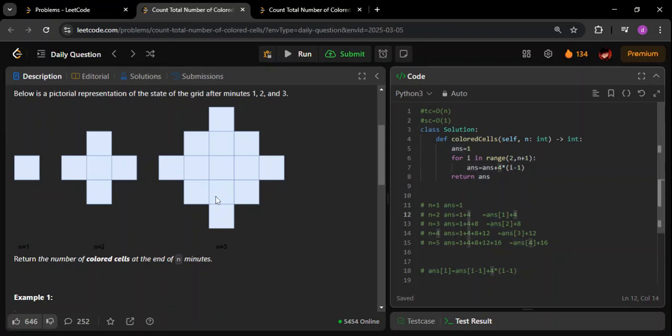Now for n equal to 3, just try to count what the new cells that came are. It will look like this: 1 plus 4 plus 8. That is, from n equal to 2 to n equal to 3, the difference that is coming is this 8. A new 8 is getting added.